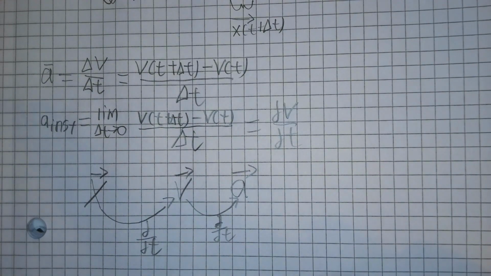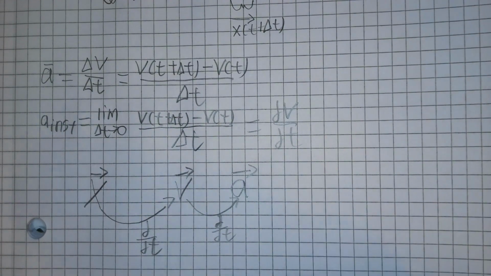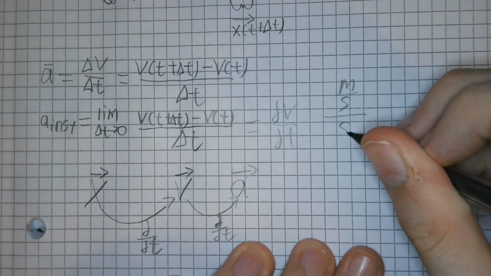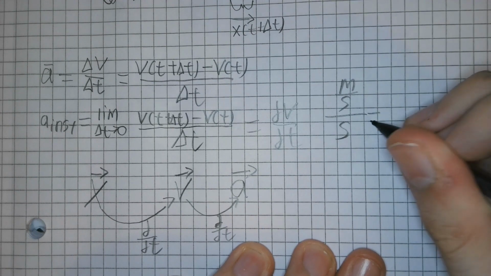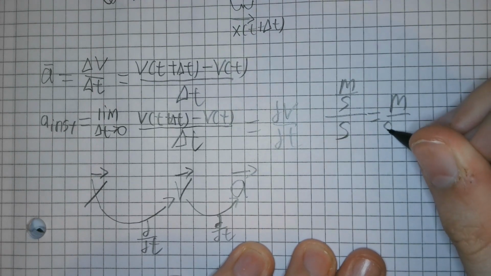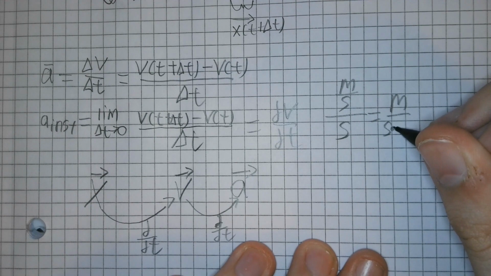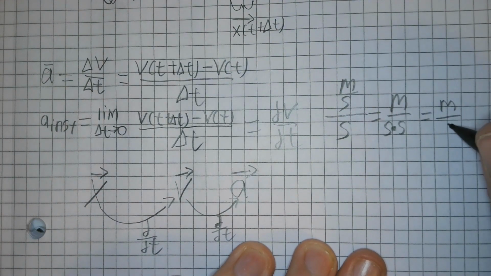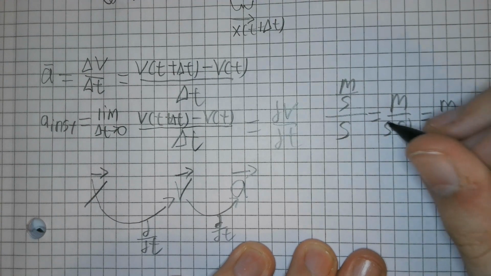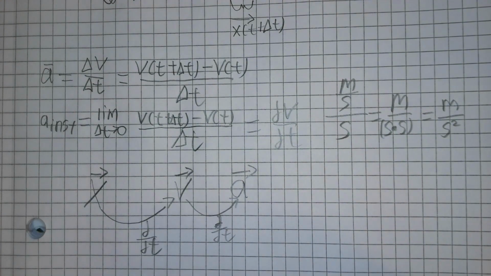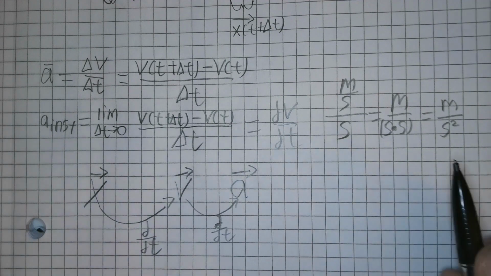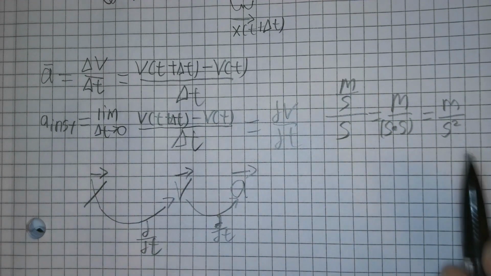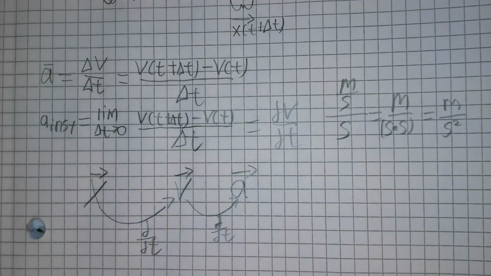And really fast, I want to note that the units of acceleration are meters per second, which we can just say is meters over seconds times seconds, which is just meters per second squared. Okay? So I should have said that earlier, but that is our unit for acceleration.